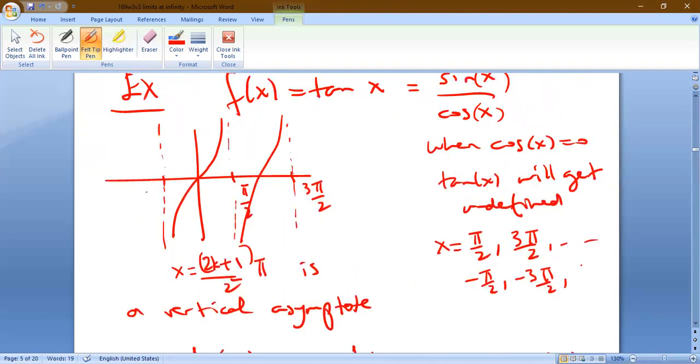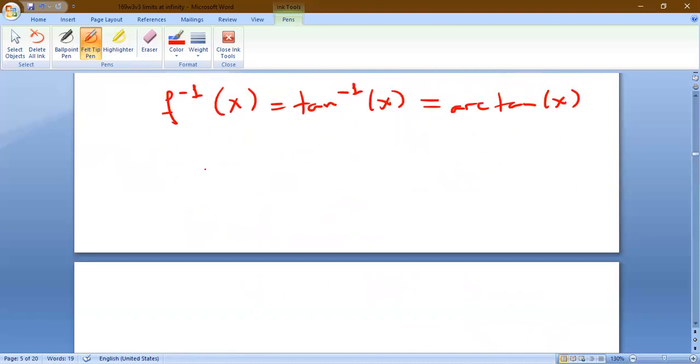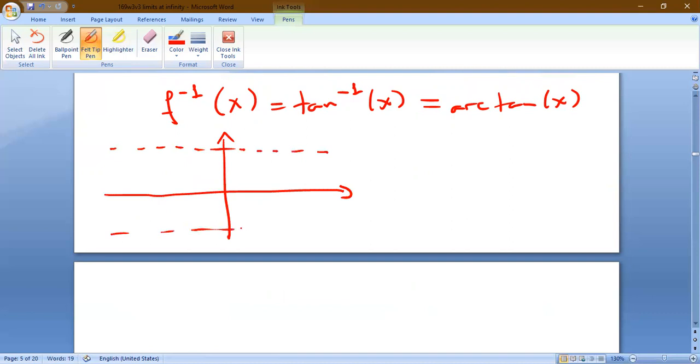So remember, we are going to take the graph of tangent and take the mirror image with respect to y equals x. So the arctangent graph is going to look like this. But remember, we have to have a one-to-one function also. So for the arctangent function's graph, we are just going to take one period of that graph to have a one-to-one function. So we are going to have a graph like this.